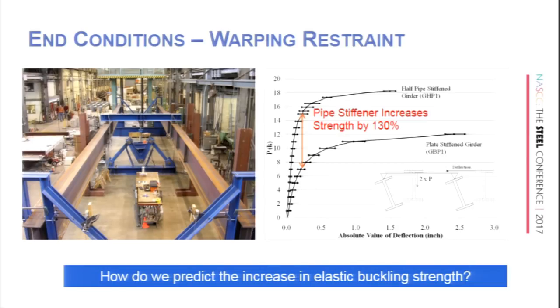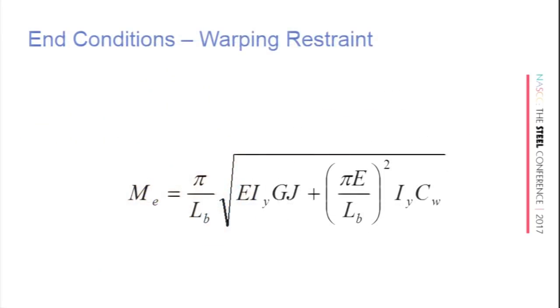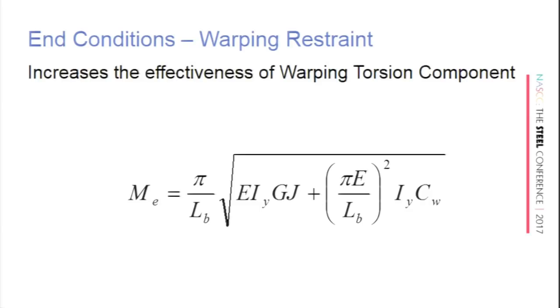So how do we predict the increase in elastic buckling strength, right? We're talking P's and lateral deflections here. How does that translate into actual strength? Well, we start with our basic elastic buckling equation. And really what we're trying to attack now is the effectiveness of the warping torsion component here. We'll recognize this equation over here.